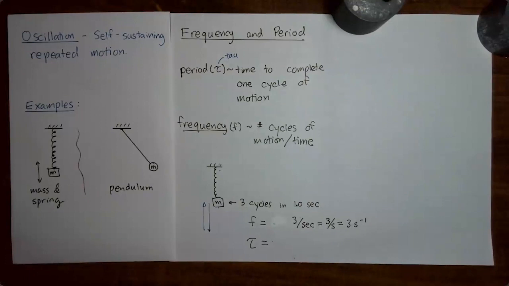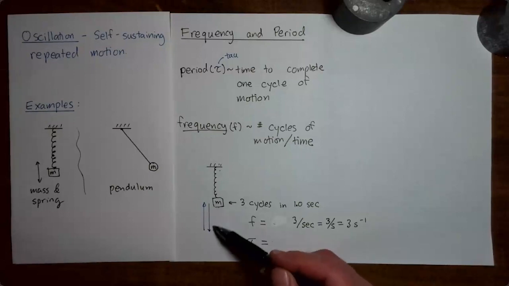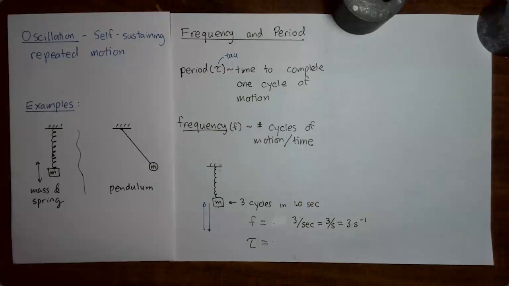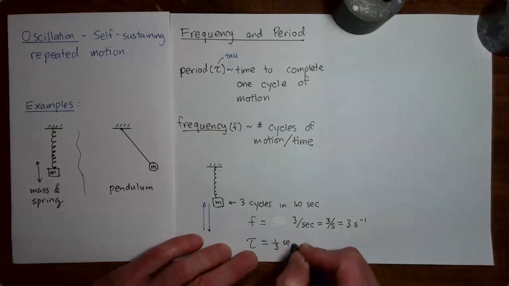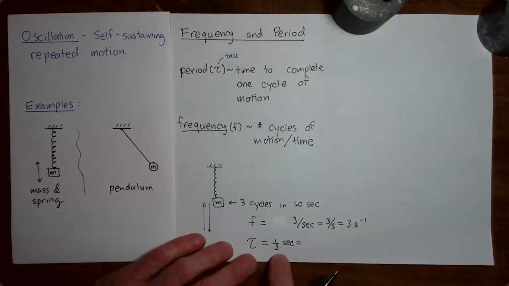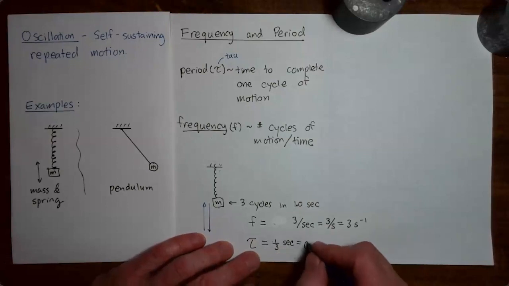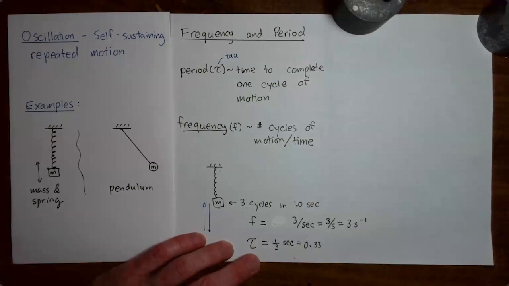Now, what about the period? The period is the time needed to complete 1 cycle of motion. So if the mass completes 3 cycles of motion in 1 second, the time to complete 1 cycle of motion would be 1/3 of a second. So that would be the period. Normally, we would not write that as a fraction. We would write that as a decimal out to some decimal place and then round off. So the period would be 1/3 of a second, or 0.33, however many threes, seconds.